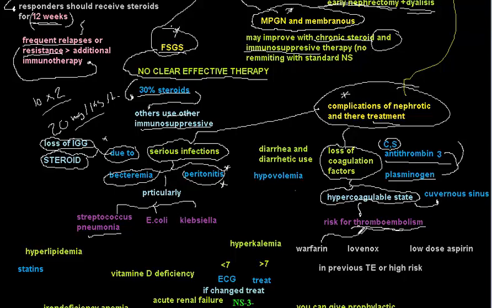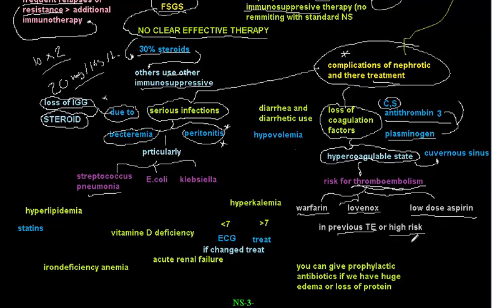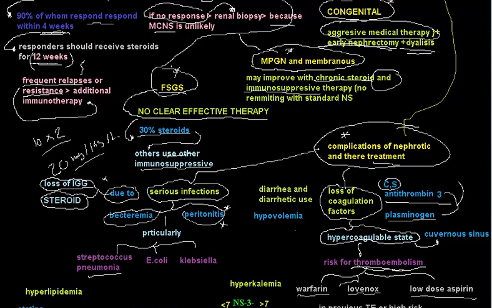How to treat that? With warfarin, Lovenox, and low dose aspirin. You can use them to treat thromboembolism. So when to give these agents? In a previous thromboembolism event, or if you have a patient with high risk of thromboembolism events, like if he has hyperlipidemia, and so on.